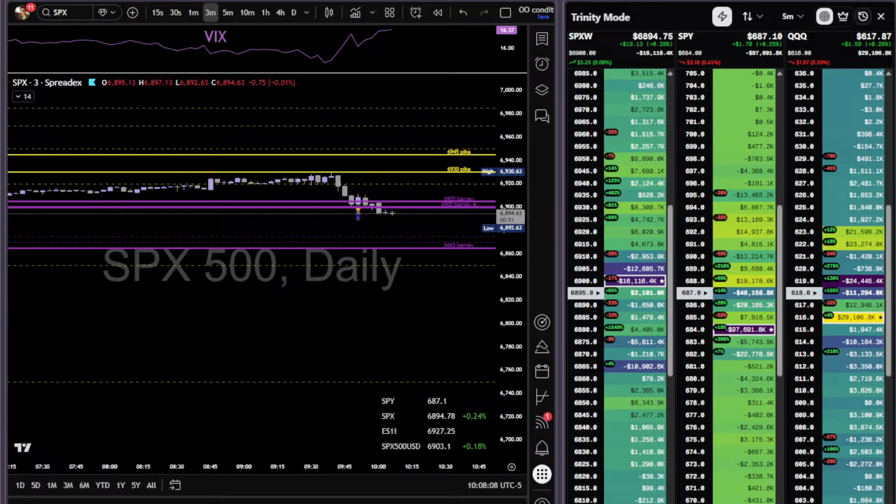So we've lost 618, coming through 617. 1750 is where my target is.